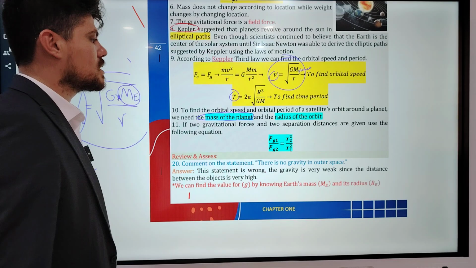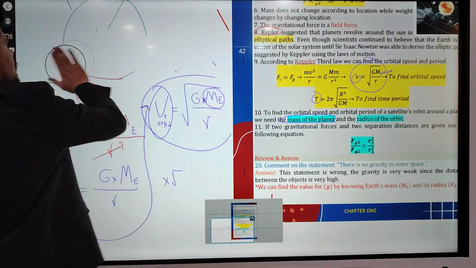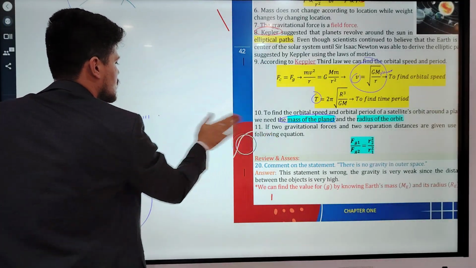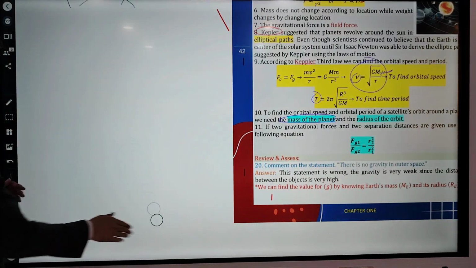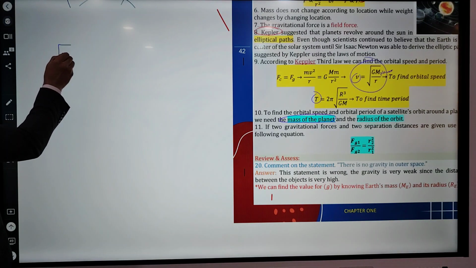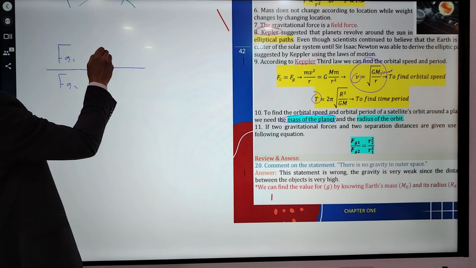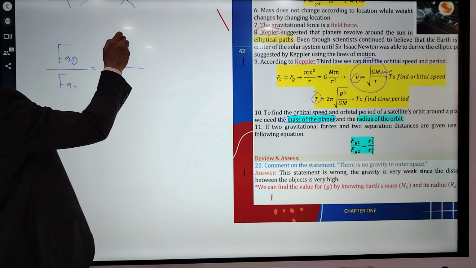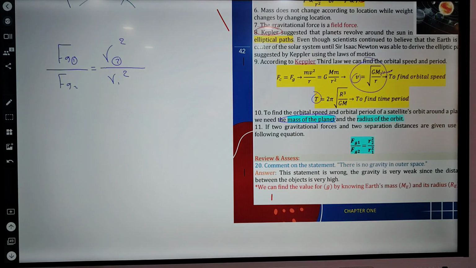If two gravitational forces and two separation distances are given, you can use this relation. It is a very important relation because gravitational force is inversely proportional to the square of the distance between them. That is why Fg1 over Fg2 is equal to R2 squared over R1 squared. If this is 1, this should be 2, because they are inversely related.